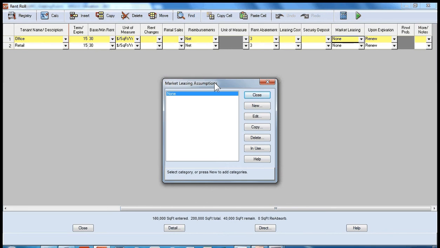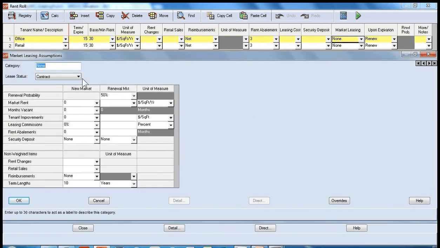What I've done here for this example is I've shown that the market leasing assumptions for these specific tenants are set at none. So this market leasing assumptions window is a detailed window where you can create different market leasing assumptions, name them, and edit them. So if we go ahead and go into none, you'll see that in the market leasing assumptions, I have the default renewal market rent of 50%.